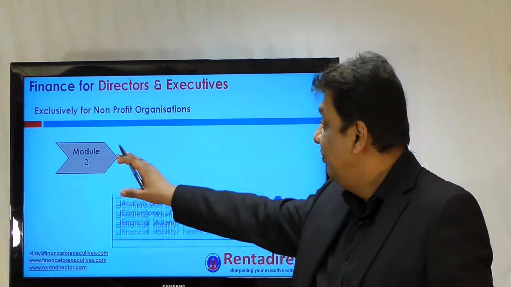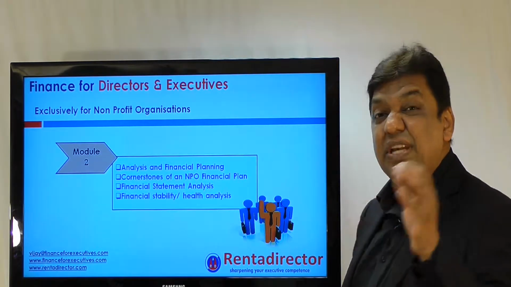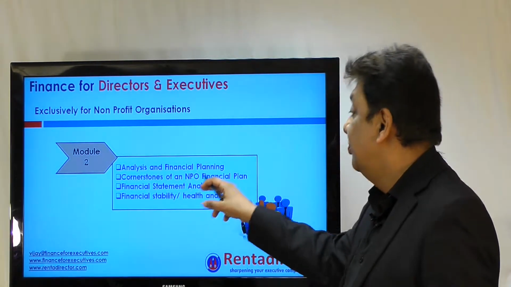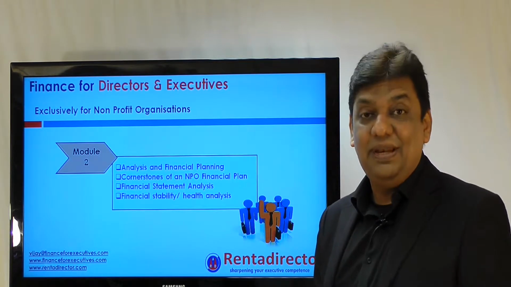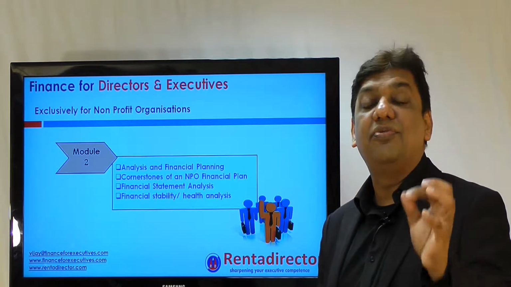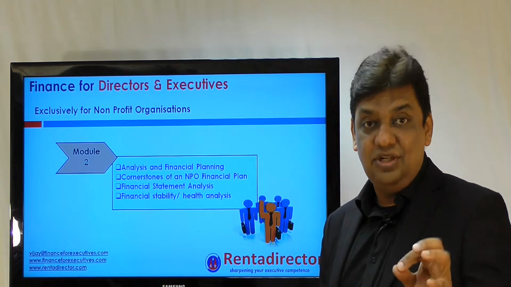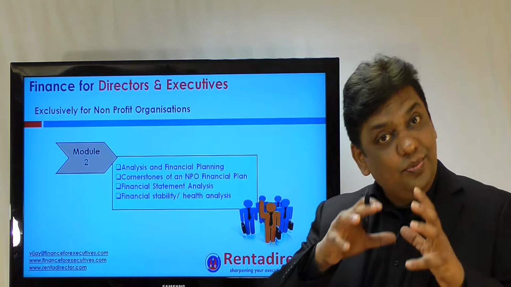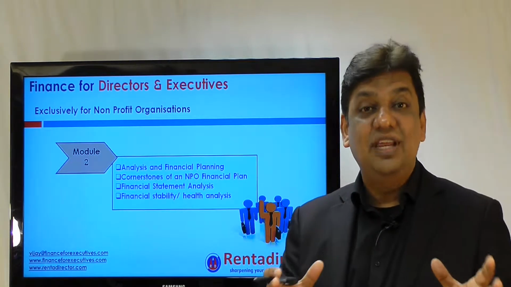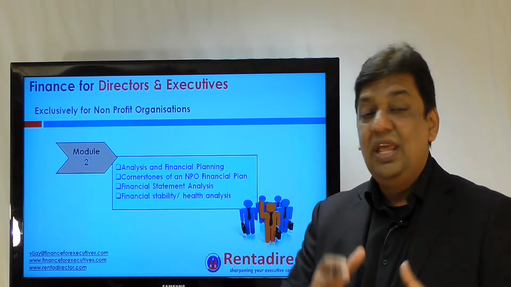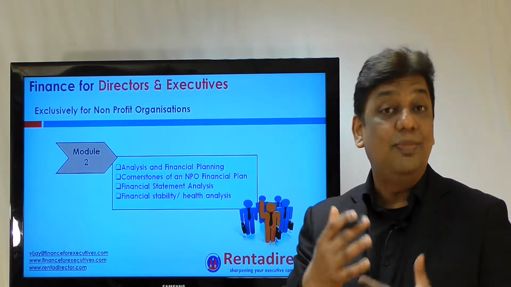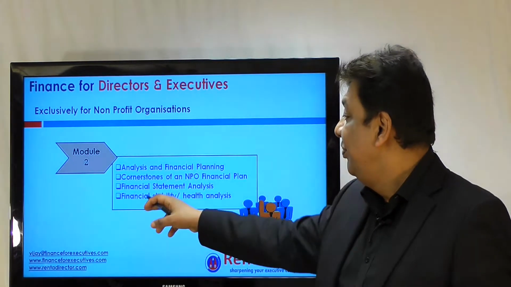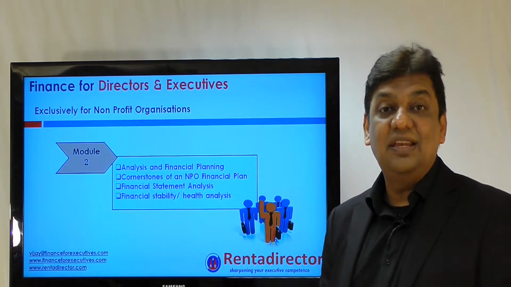The second module is going to cover analysis and financial planning. How can you plan properly financially? Cornerstones of an NPO financial plan. What are the key cornerstones of a non-profit organization financial plan? And there are quite a few of those. Financial statement analysis. This is where we deep dive into the financial statements of the non-profit organization, income and expenditure, and we go through the balance sheet. It's the whole works of the statement analysis, and financial stability and health analysis as well.